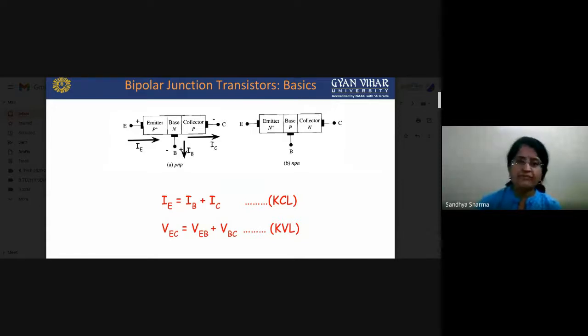Now what will happen? IE. What about the IE? IE is the emitter current. The emitter is the start. It emits the current, or it emits the flow of holes or electrons. That is responsible for IE, and this IE current proceeds and reaches the collector terminal. So now what will happen when this IE reaches the base terminal? There may be some electrons or holes.